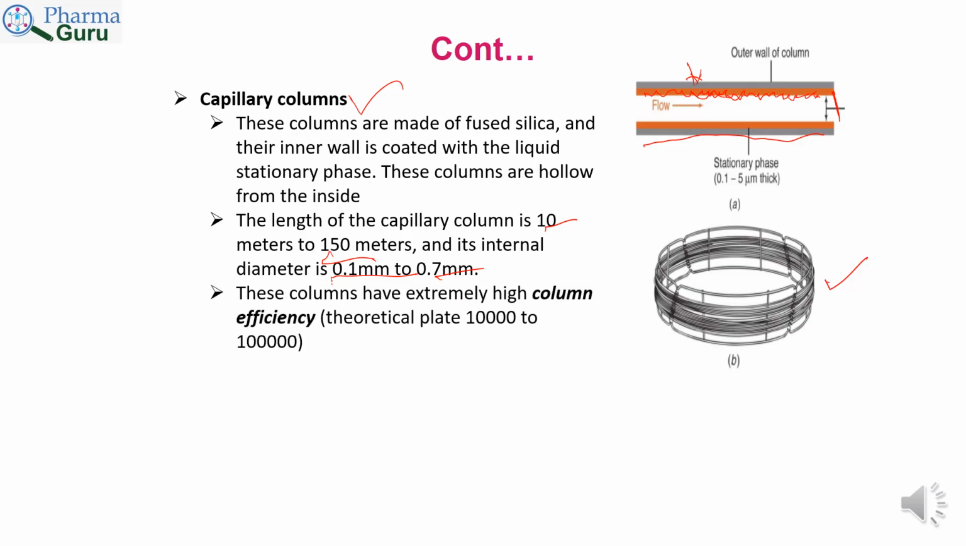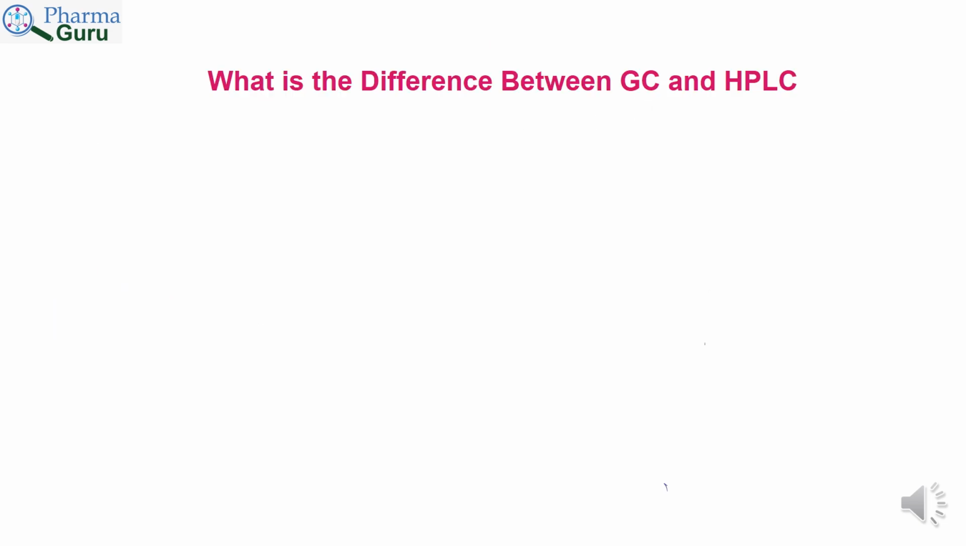The columns have extremely high column efficiency or theoretical plate, that is 1 lakh to 1,50,000. See, we get very sharp peak in capillary column and that is the reason capillary column always gives reproducible result. What is the difference between GC and HPLC? I am going to discuss.